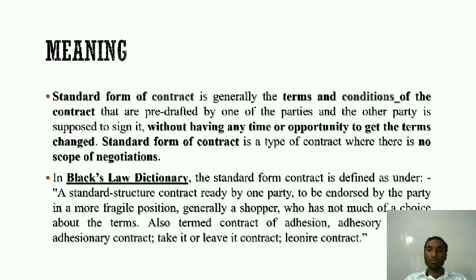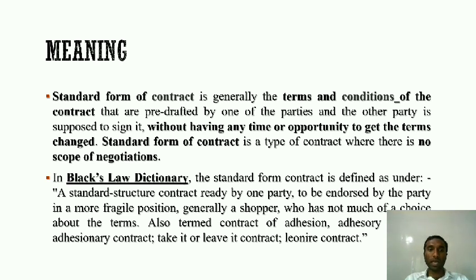that are pre-drafted by one party, and the other party is supposed to sign it without having any time or opportunity to get the terms and conditions changed. Standard form of contract is a type of contract where there is no scope for negotiation.